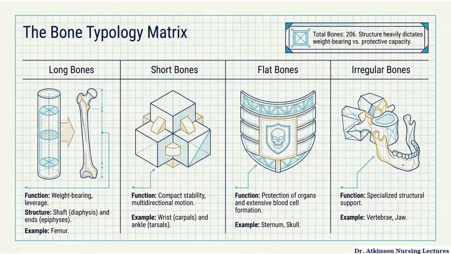Long bones like the femur provide weight-bearing and leverage with a shaft called the diaphysis and ends called epiphyses. Short bones like carpals and tarsals provide stability with multidirectional movement. Flat bones like the sternum and skull protect organs and produce blood cells. Irregular bones like the vertebrae and jaw provide specialized support. Exam tip: flat bones are clinically important for protection and hematopoiesis.